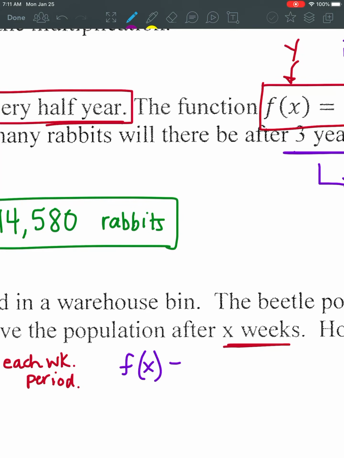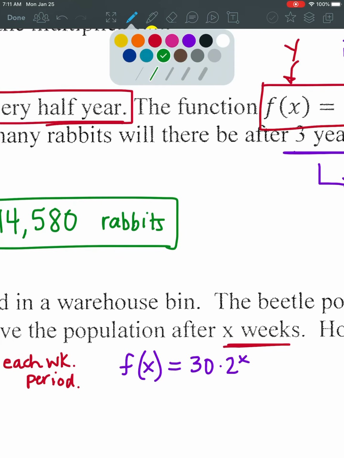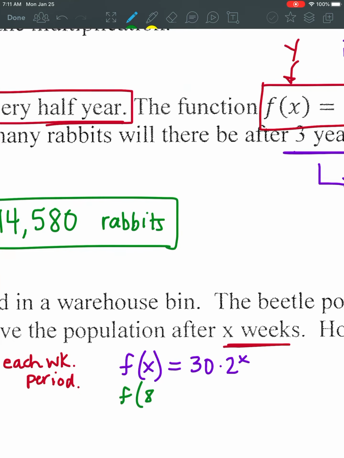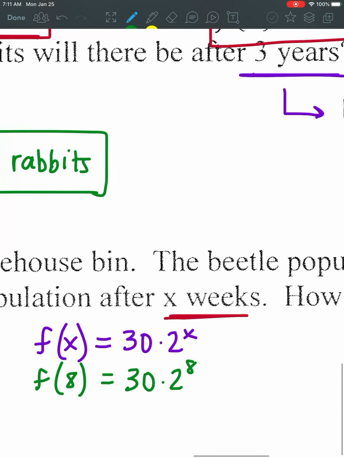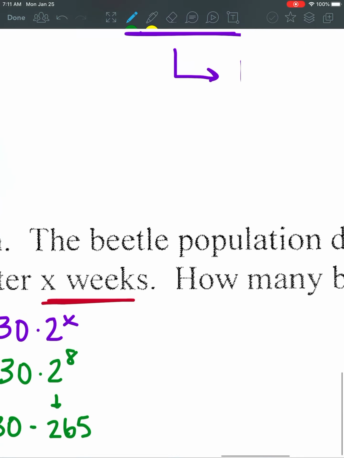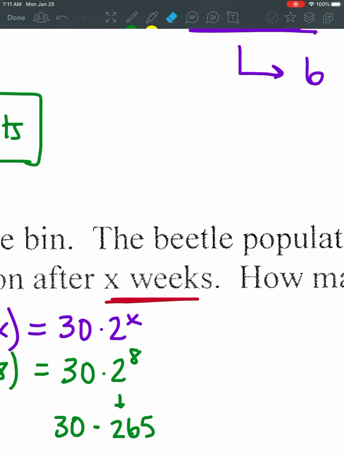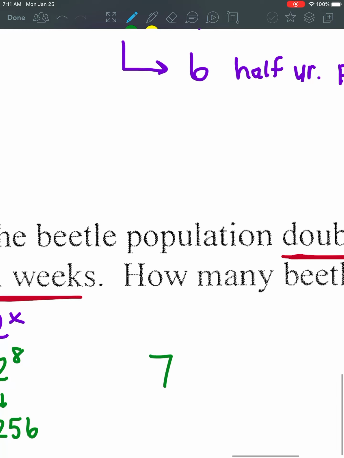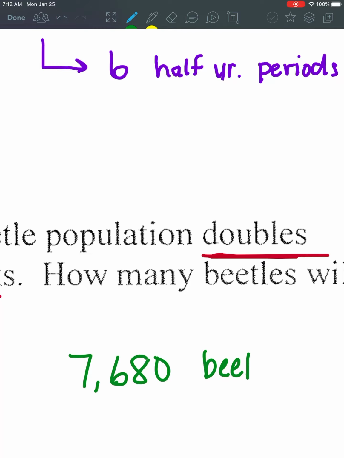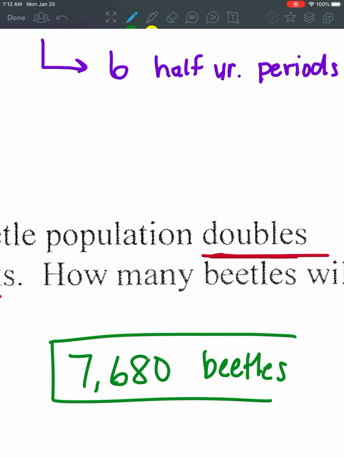So same thing, I'm going to take the function they gave us. So f of x equals 30 times 2 to the x power. And then in place of x, we're going to put that 8 weeks. So 30 times 2 to the 8th power. Again, exponents first. 2 to the 8th power is 256. So 30 times 256, and that equals 7,680 beetles.